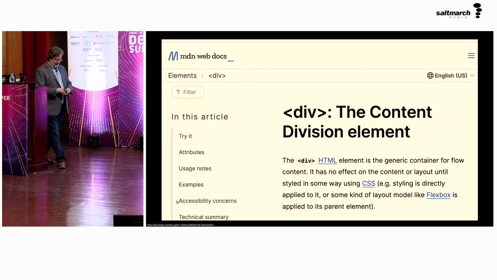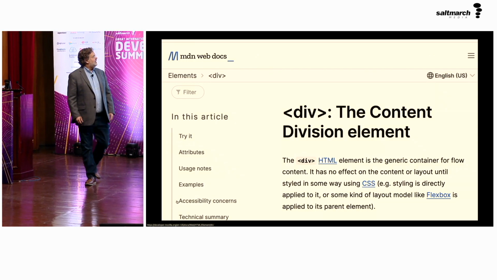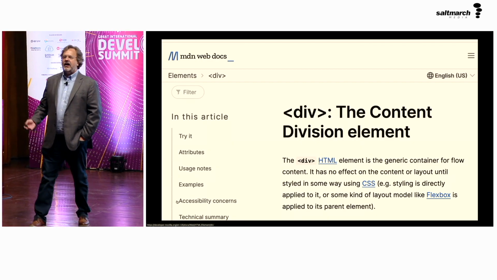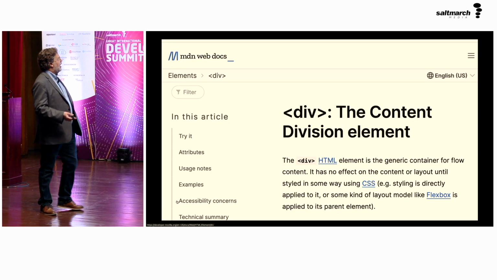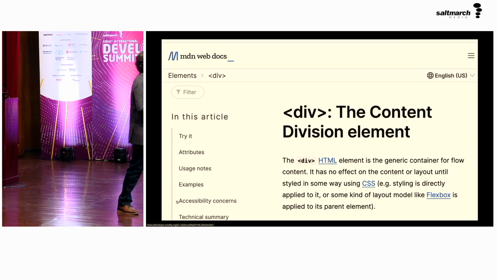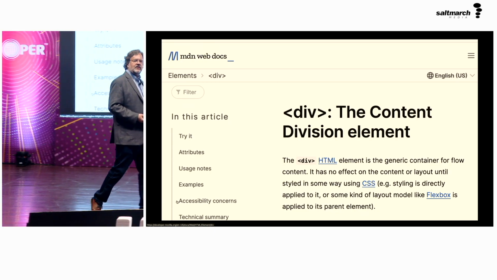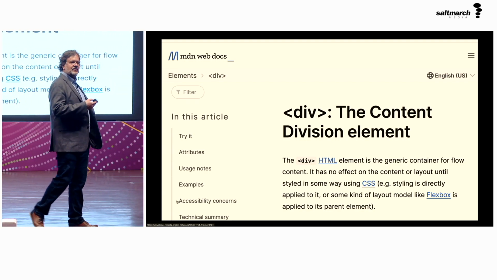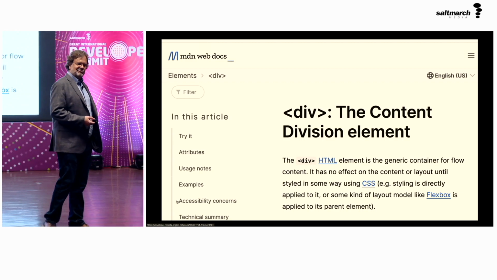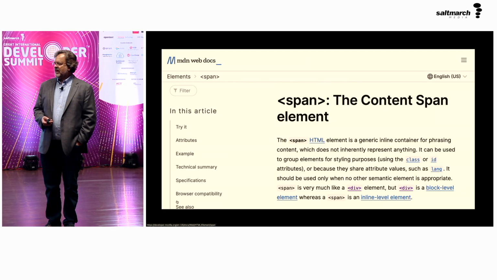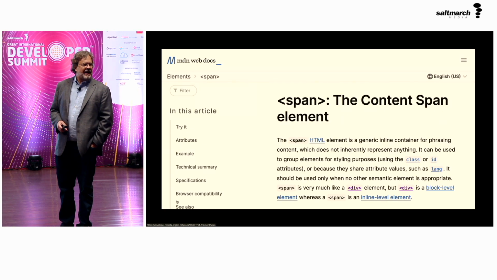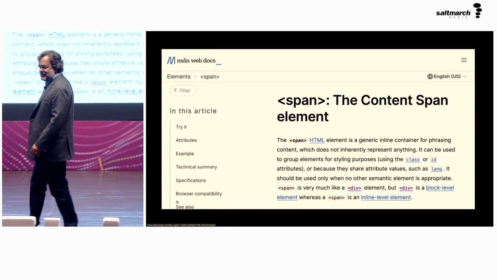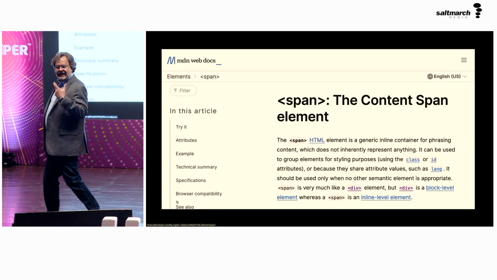So divs are an HTML element for simply generic content flow. It has no effect on the content or the layout until it's styled with CSS. It is the semanticless element of HTML. Except for span. Span's a semanticless element for HTML as well. As a matter of fact, as we read, it's a generic inline container.